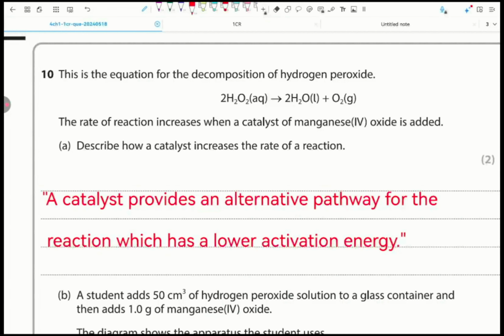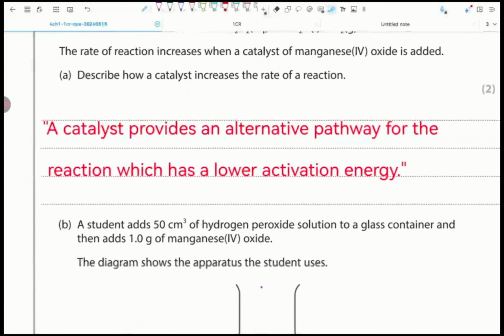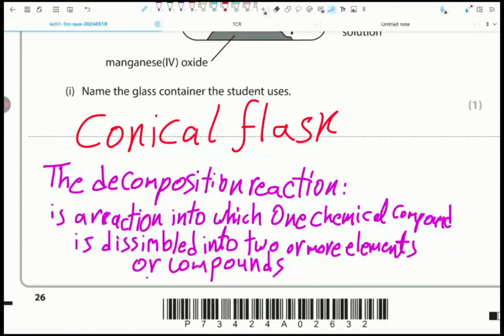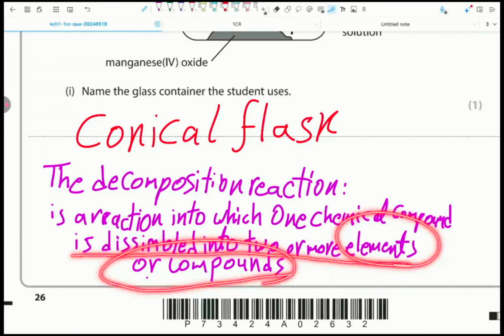Question number 10, my friends, is about decomposition. This is the question for the decomposition of hydrogen peroxide. Before we start answering the question, let's take a very quick and brief review about decomposition. So what do we mean by decomposition? Decomposition, my friends, is a reaction in which one chemical material, or one compound, is disassembled into two or more elements or compounds.